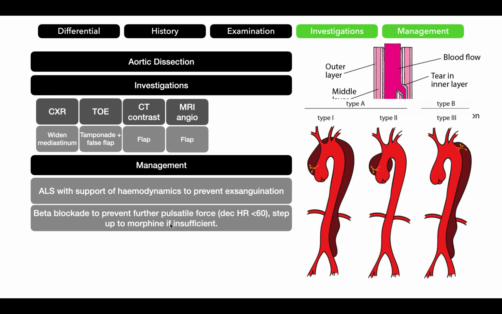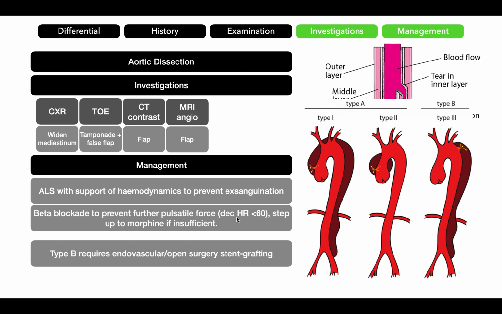So you're going to give beta blockers and morphine if this doesn't work to decrease heart rate below 60, which sounds a bit terrifying in a patient whose aorta has exploded, but it stops the patient exsanguinating. And for type B, for the descending aorta, this requires endovascular or open surgery to stent graft in place and close up this hole.